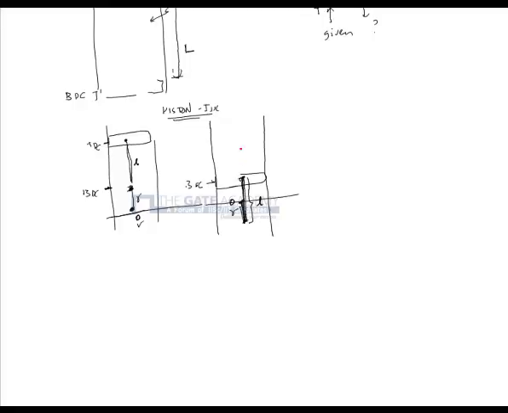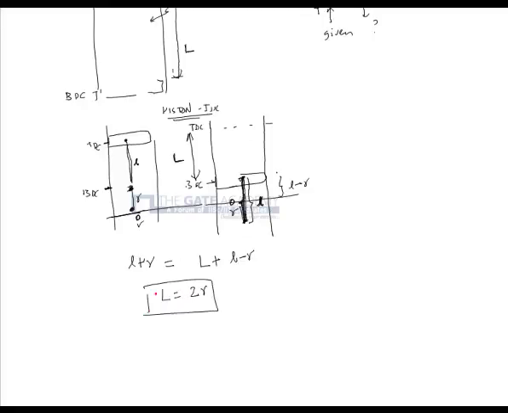Okay, so this is my BDC. Now the distance between TDC and BDC, as we know, is capital L. Don't confuse it with small l. Small l is the length of the connecting rod, capital L is the stroke length. Now I will equate the distance between O and TDC in both the figures. In the first, the distance between O and TDC is l plus R, and in the second it is the stroke length plus this distance, which is L plus l minus R. So this gives rise to L equals 2R.